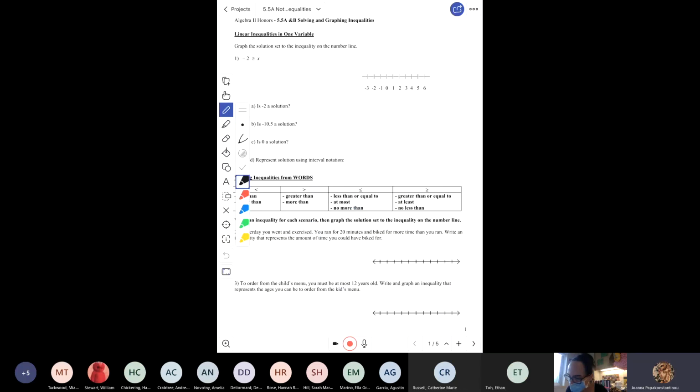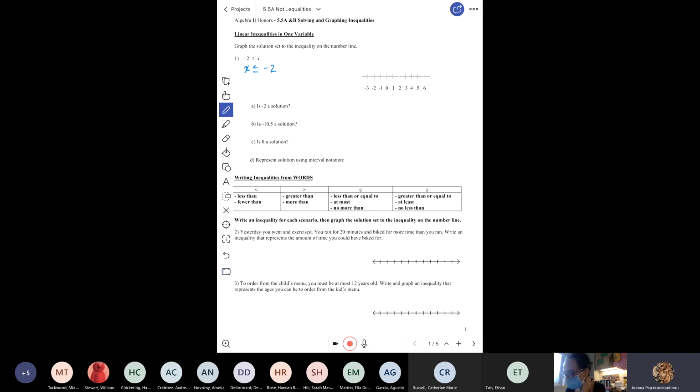Here you have -2 is greater than or equal to x. I personally always like to have the variable on the left-hand side. So I would rewrite this as x is less than or equal to -2. That helps me graph things. You don't have to. I like to do it.